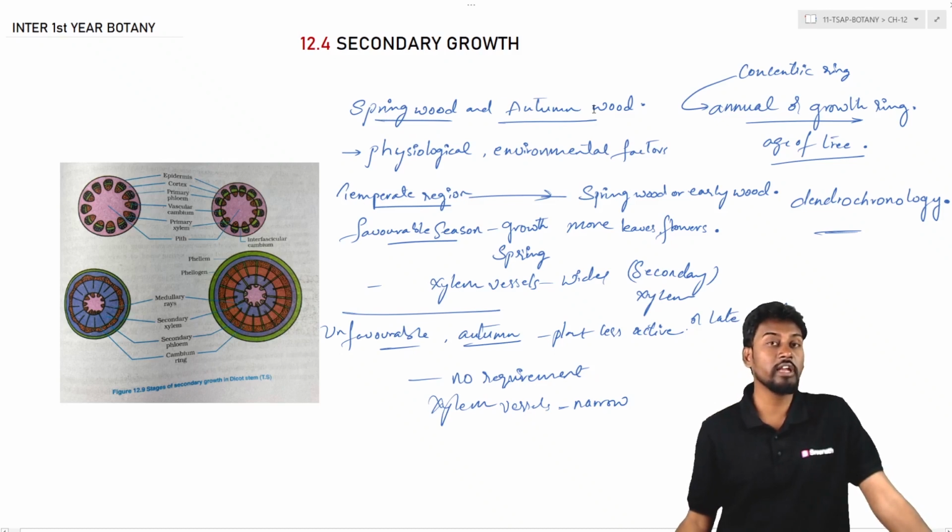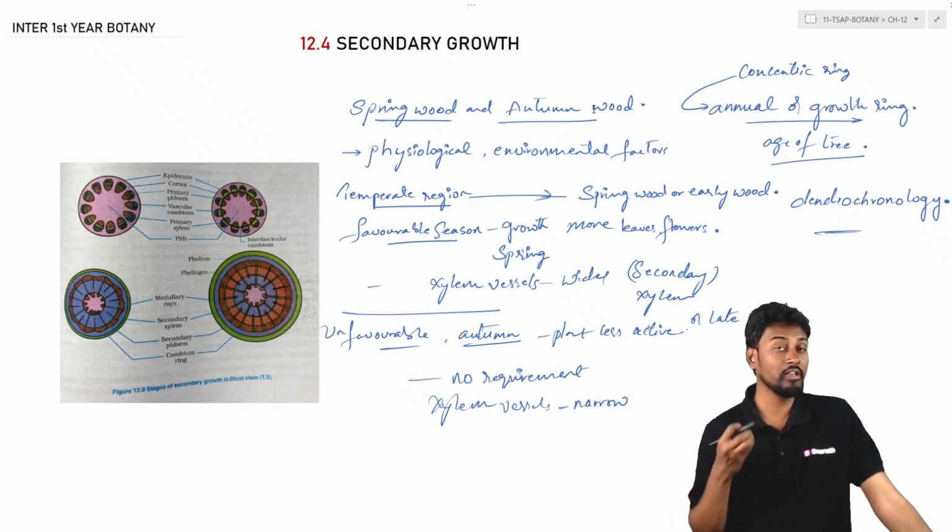So coming to the secondary growth, the secondary growth is the one where the very important topic is the spring wood and the autumn wood. So in this, secondary growth is always appearing in terms of trees, herbs and shrubs which are dicot trees, but not in the monocot trees.